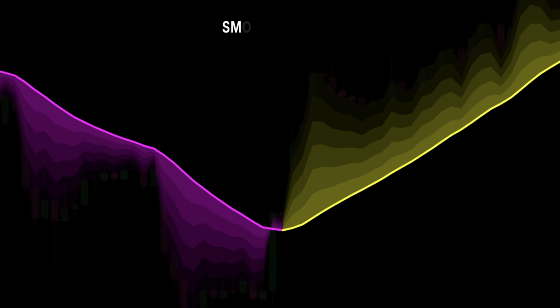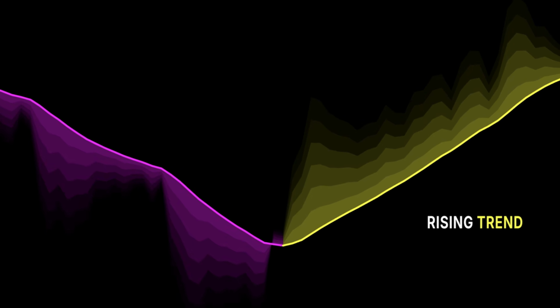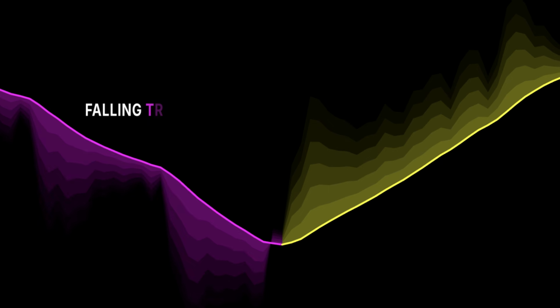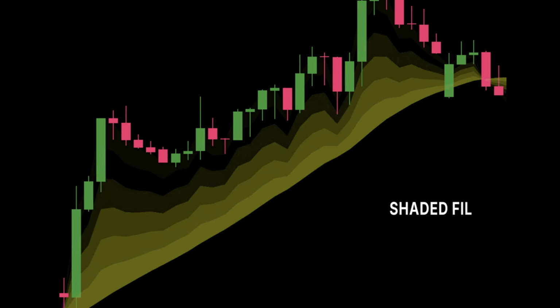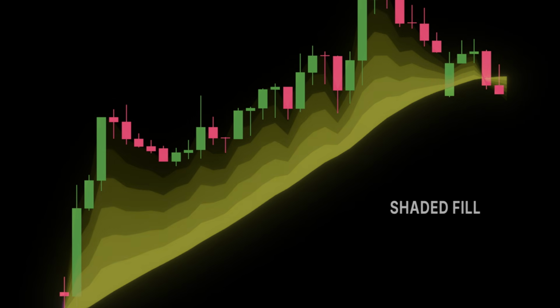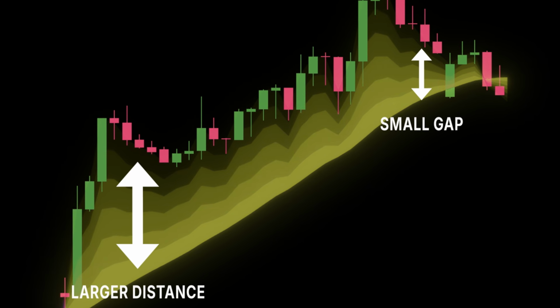This line is the whole indicator. It's a smoothed read on price, and its color tells you the state. Yellow means the smoothed path is currently rising. Magenta means it's currently falling. That shaded fill between the line and live price shows how far price has stretched away from the smooth path. Tight fill, price is hugging the line. Wide fill, it's run a long way from it.